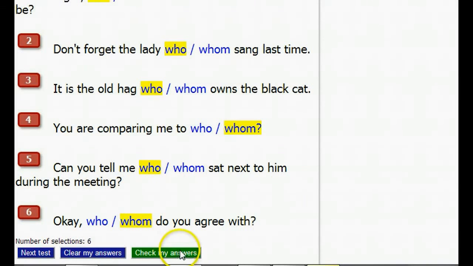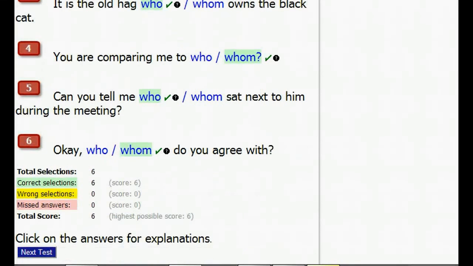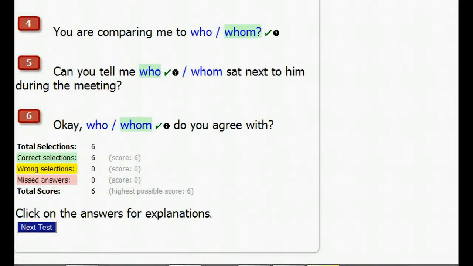Okay, well, let's check our answers. And of course, they are all right. It says correct selections, 6, wrong selections, 0. Now there are additional tests here, and I will put the URL on my website so that you can test yourself on these in your time away from class. But this is an introduction to how you use who and whom.